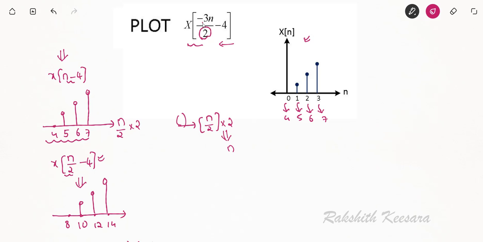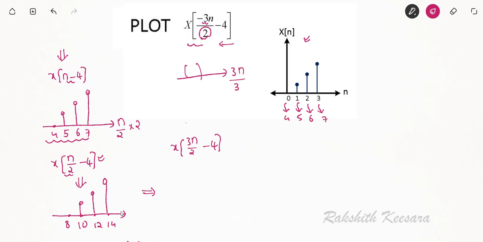After this, we should perform decimation, that is, x of 3n by 2 minus 4. In decimation, what will happen? With the signal remaining same, my axis will be changed to 3n. So we should divide the whole axis by 3. Now I should divide this by 3. So what will happen is, this 8 will become 8 by 3, this will become 10 by 3, this will become 4, and this will become 14 by 3.